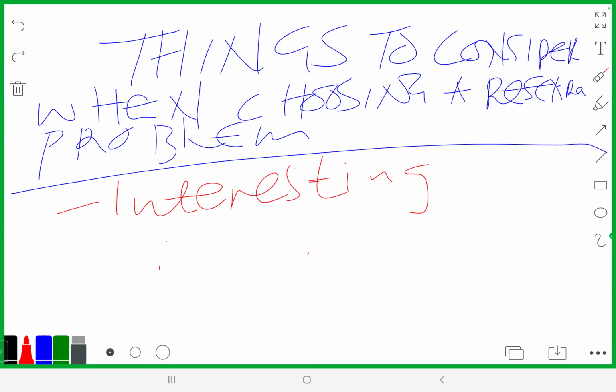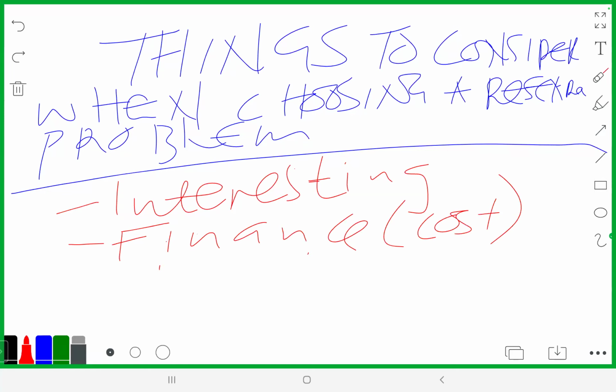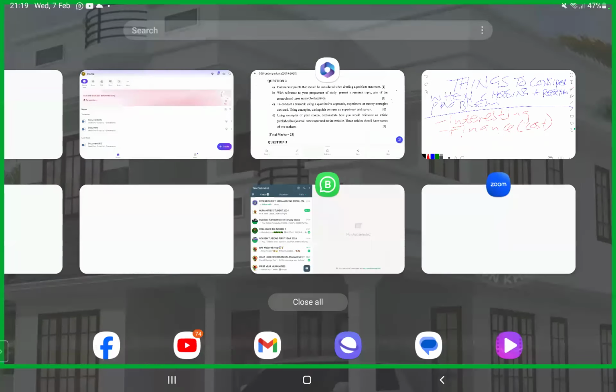The second guide is that this program, I've already said, is supposed to be new. And then you have to consider finance, or actually the costs.